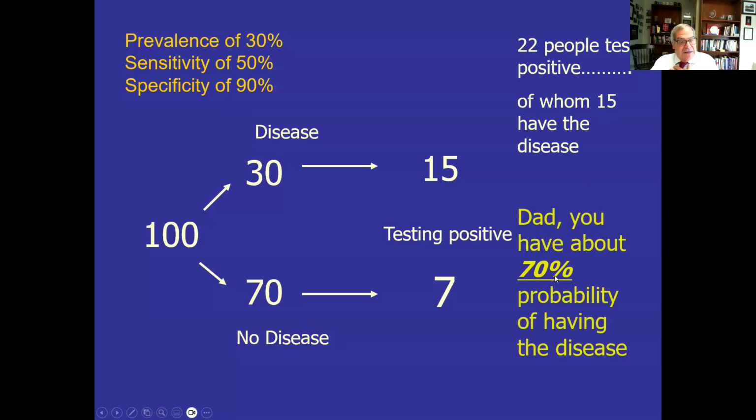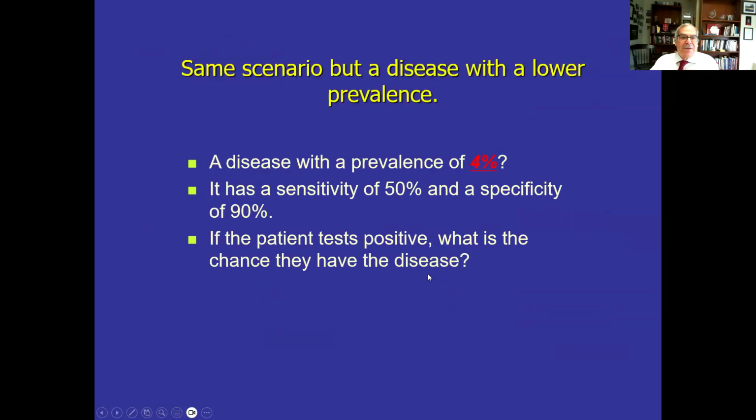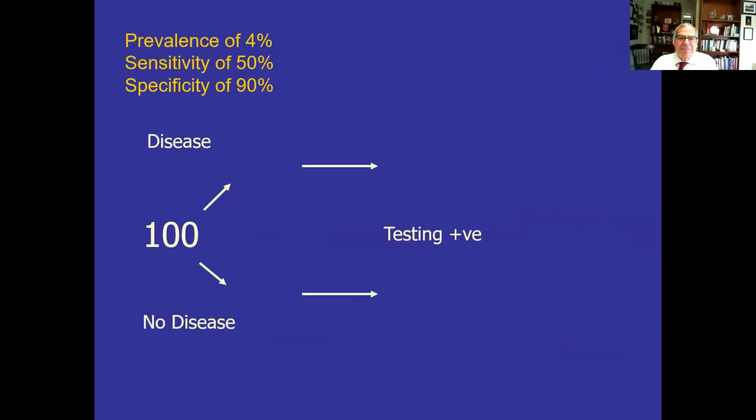Fairly easy to do this, a kind of high probability. But let's take the same scenario, but with a lower prevalence. Again, we're looking at the positive predictive value. So now the disease has a prevalence of 4%. The sensitivity and specificity are going to remain the same at 50% and 90%. If the patient tests positive, what is the chance now that the person has the disease?